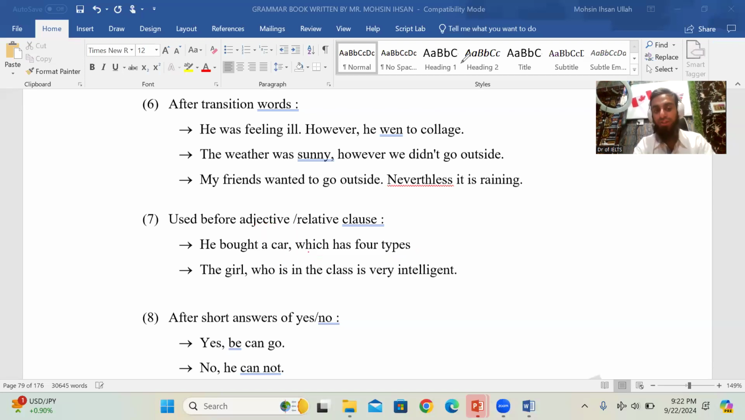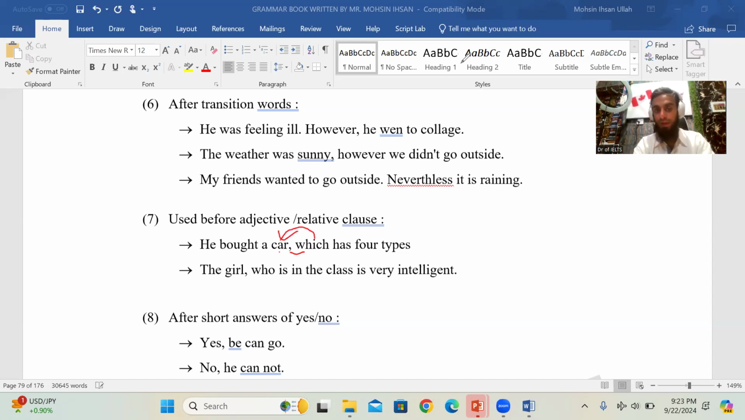Now whenever we mention any adjective clause that shows some idea about the previous noun, then before that adjective clause, which, who, that, we use a comma after the noun. He bought a car, which has four tires, which is new, which is Mercedes, right? Like that, before which we use a comma, right? Because this which is for the noun.